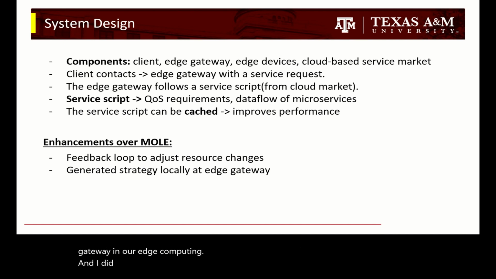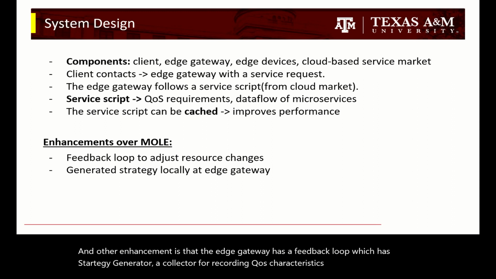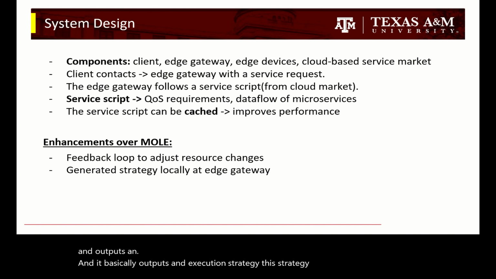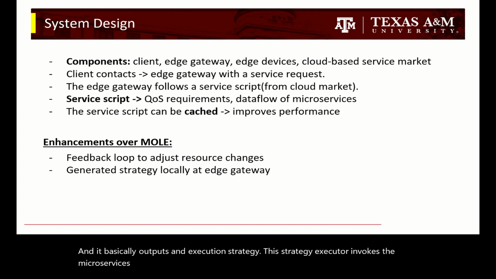Another enhancement is that the edge gateway has a feedback loop which has a strategy generator, a collector for recording QoS characteristics, and a strategy executor. The execution strategy generator retrieves the QoS characteristics from the collector and basically outputs an execution strategy. The strategy executor invokes the microservices and the collector updates the QoS characteristics.